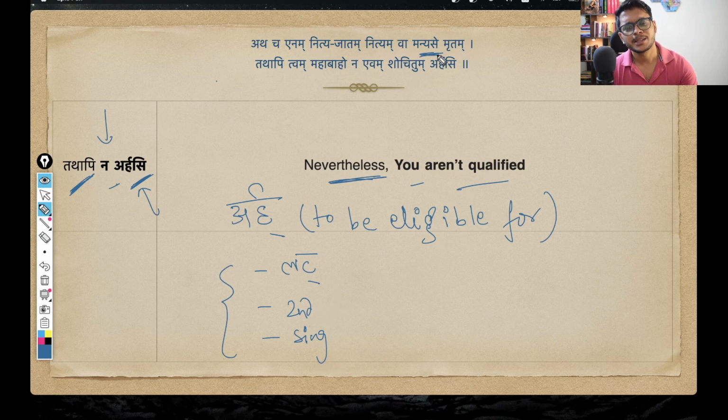Okay. And manyase, that was an atmanepadi dhatu, so it took the form manyase. But arha is a simple parasmaipadi dhatu, so it becomes arhasi in these properties. Arhasi simply means you are qualified for something. And since a na is preceding in the shloka, so na arhasi, you aren't qualified, you aren't eligible for something. Whatever that thing is, we will see further in the shloka.